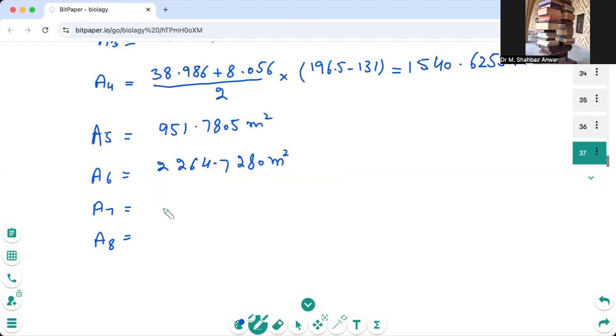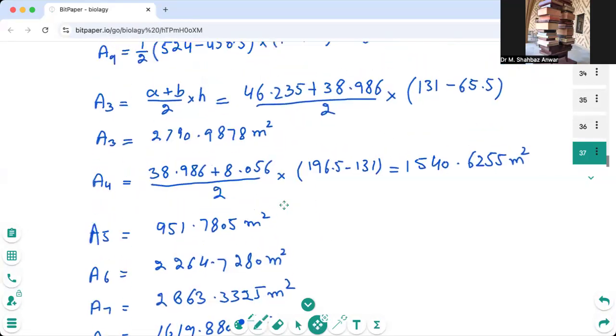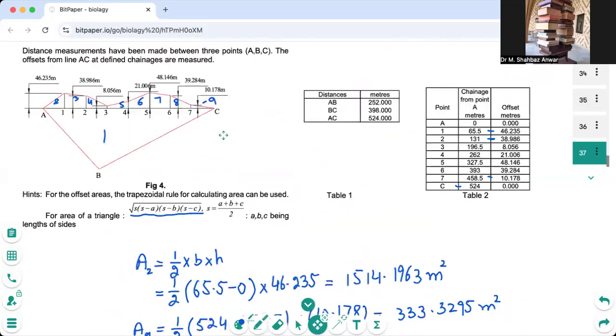So area number 7 is 2863.3325 meter square, and area number 8 is 1619.8805 meter square. Good. So we have calculated all areas of these shapes that are at the top of the main regular triangle. For the regular triangle, which is our area number 1, we will use this given formula.